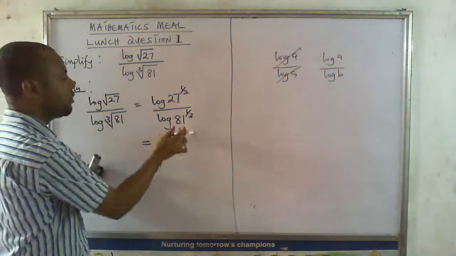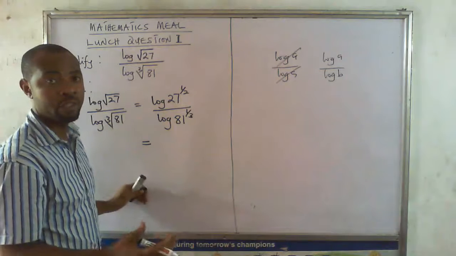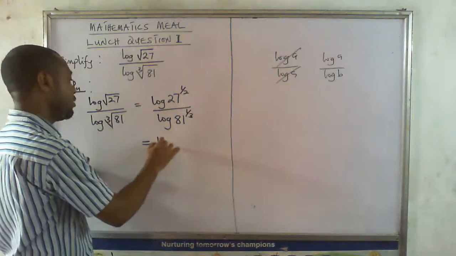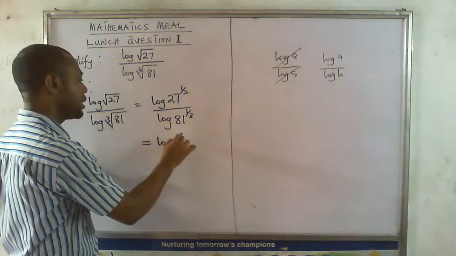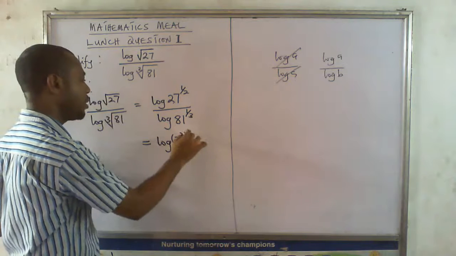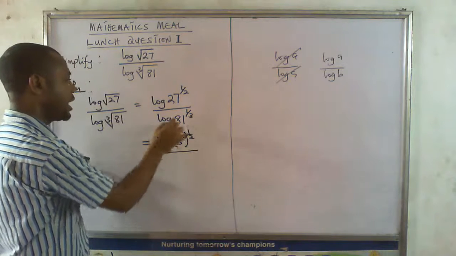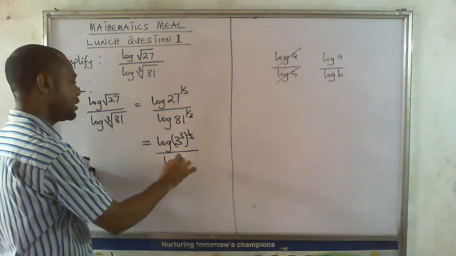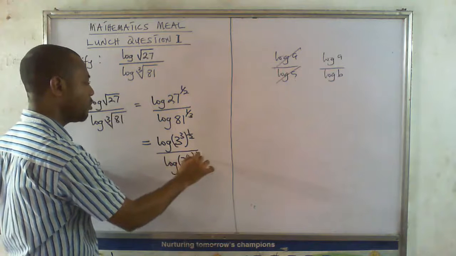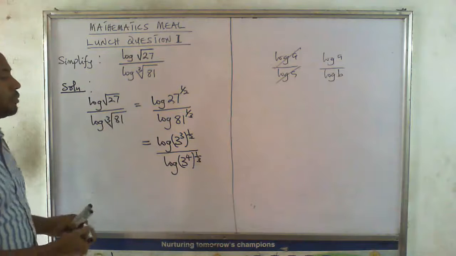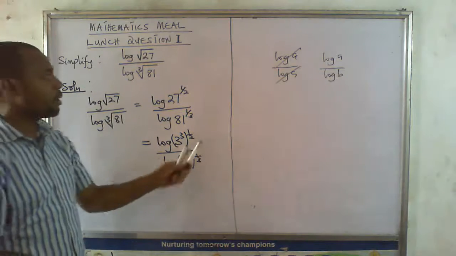Then we can go further. We know that 27 and 81 have a common base, which is 3. So I can write 27 as 3 raised to the power 3, remembering we have a power of 1 over 2. And I can write 81 as 3 raised to the power 4, and remember we have a power of 1 over 3 here. This is what we call power of power in indices.